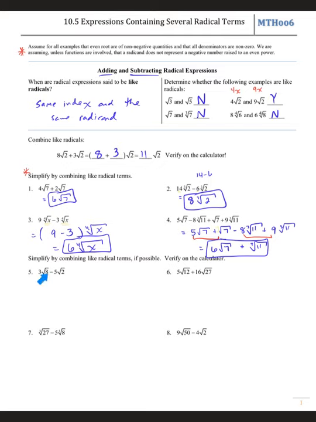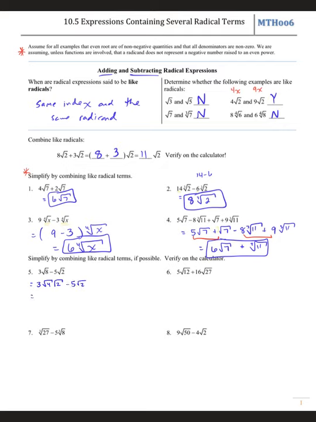All right, now, when we look at these, you say, well, I can't add them together because they're not the same. Here we have a square root of 8, square root of 2, but we'll notice that we can simplify this first because we know that the square root of 8 has a perfect square in it of 4. So you could rewrite this as 3 times the square root of 4 times the square root of 2 minus 5 root 2.